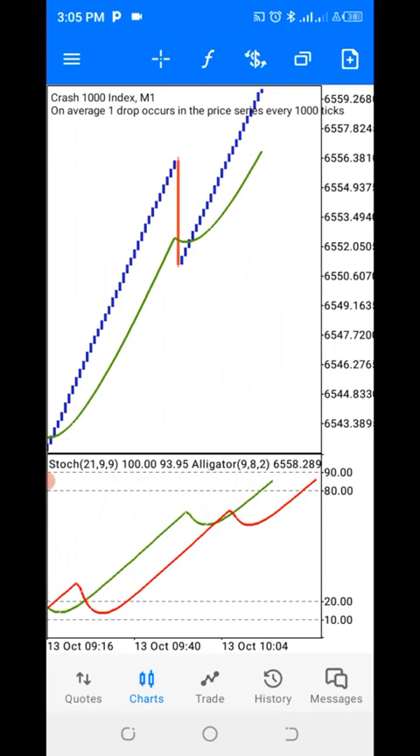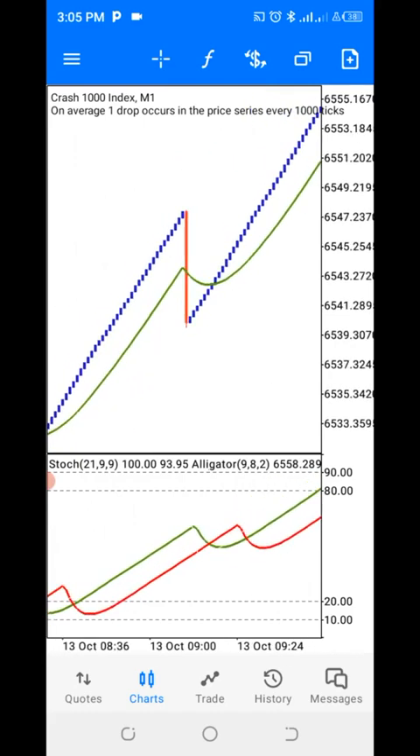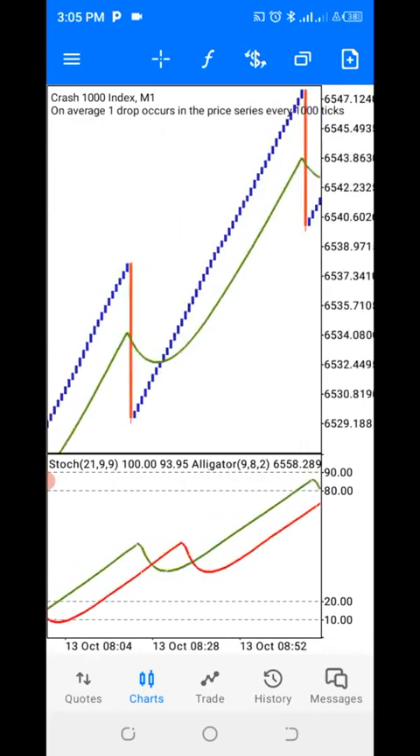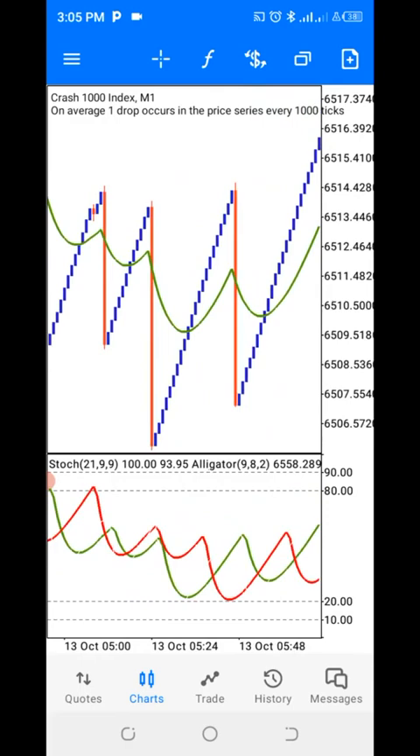The strategy is a very simple one which you can use to trade Boom 1000 and Crash 1000.